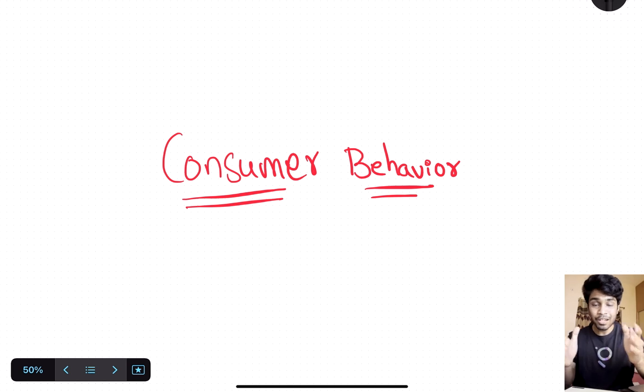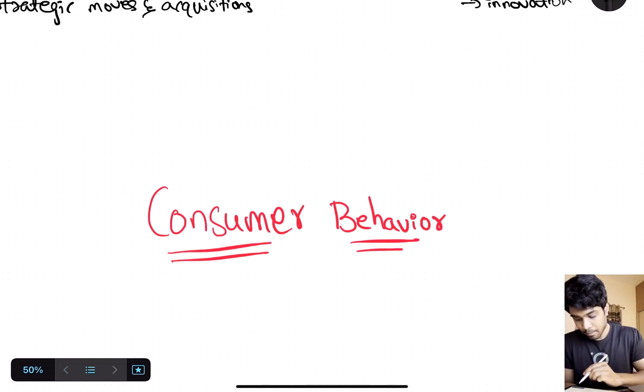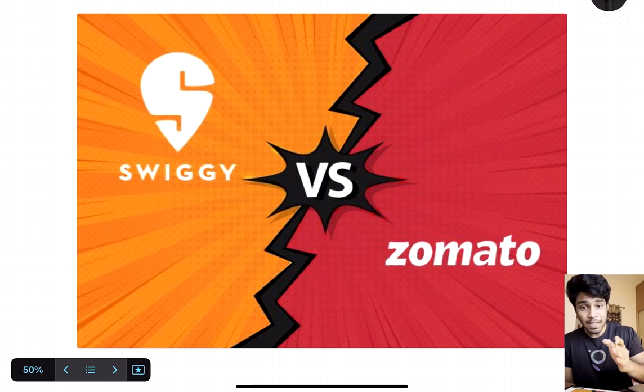So this is the main lesson: know your customer. What does your customer prefer, and which market are you in? Innovate accordingly. But still, Swiggy is significantly and aggressively improving itself, and we'll see where it goes in the next few years.